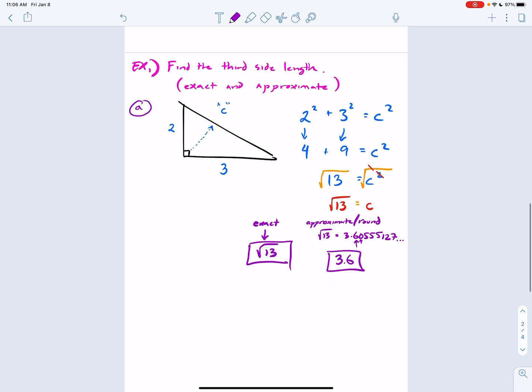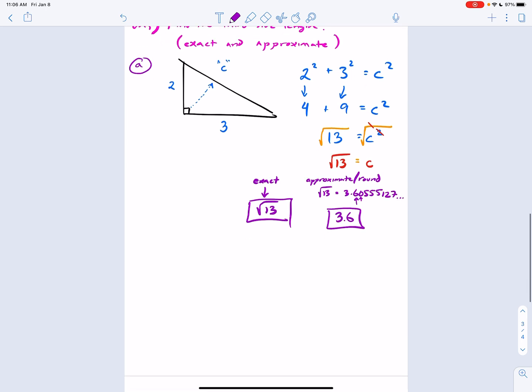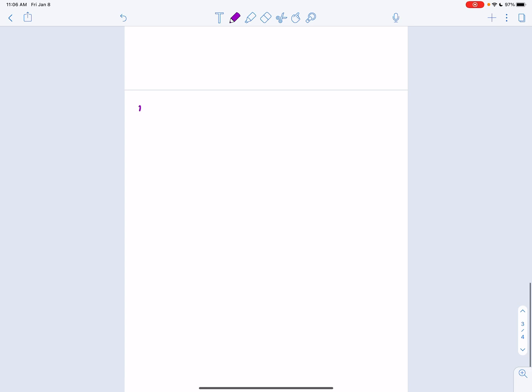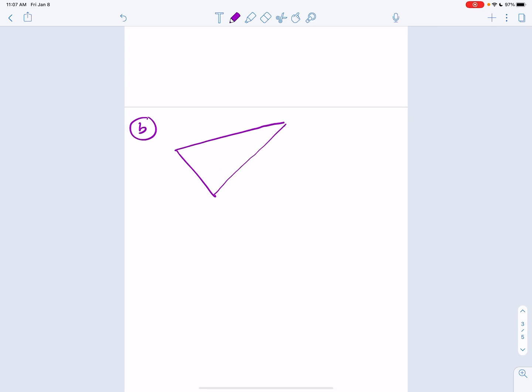Let me know how that is, okay? Let's try another one. Here we go. Here's part B. Let's say I were to draw it like this, okay? And sometimes it's helpful to turn your paper sideways if you don't know how to draw that perfect L shape for that right angle.